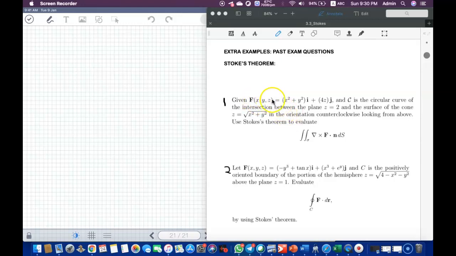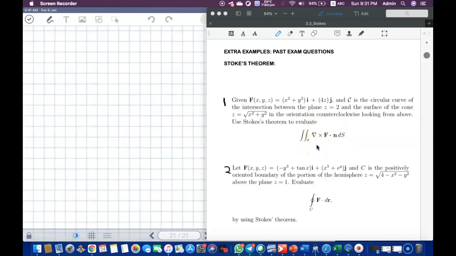So we are given a vector function where there is only component i and j, and C is the circular curve. We have a circular curve of the intersection between the plane z equal to 2 and the cone given by z equal to square root of x squared plus y squared, in the orientation counterclockwise when we are looking from the above. Using Stokes theorem, we want to evaluate this one. So that is the first question.